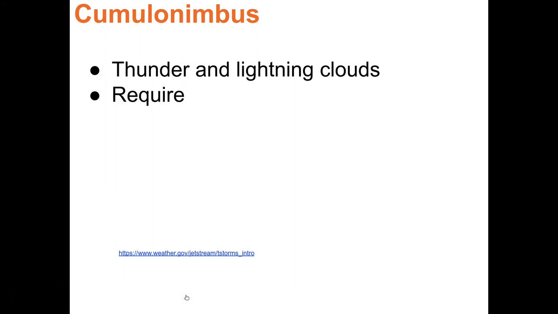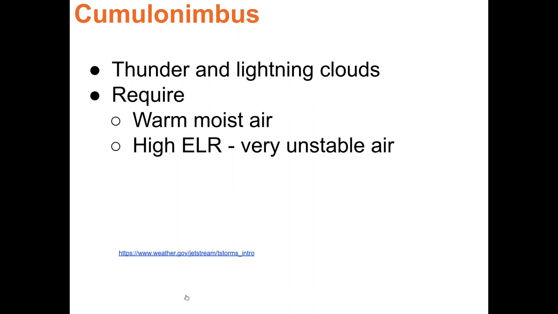Thunder and lightning. In order to make a cumulonimbus, you need to have lots of warm, moist air, a very high environmental lapse rate. So the atmosphere has to be cooling off quickly relative to the parcel, so the parcel can get warmer than the air and rise. And light winds to move that whole system along. Otherwise, it'll run out of warm, moist air.